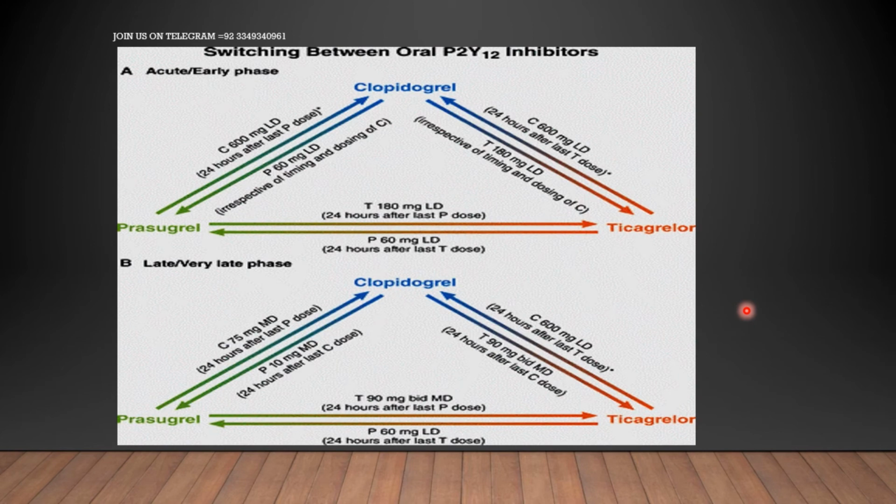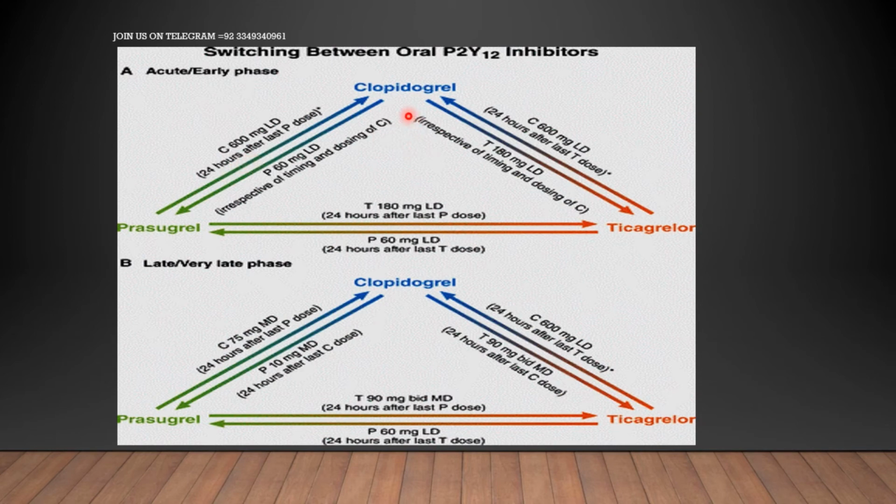So this is the switching between oral P2Y12 receptor inhibitors. This is the acute phase, that is the first 24 hours or beyond the first day to the first month, and we can see that if you need escalation with prasugrel from clopidogrel, then give a prasugrel loading dose irrespective of the timing and dosing of clopidogrel. And if you have to de-escalate from prasugrel, then you have to give a loading dose of clopidogrel 24 hours after the last prasugrel dose.